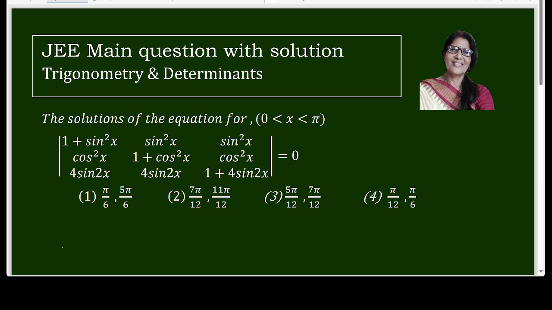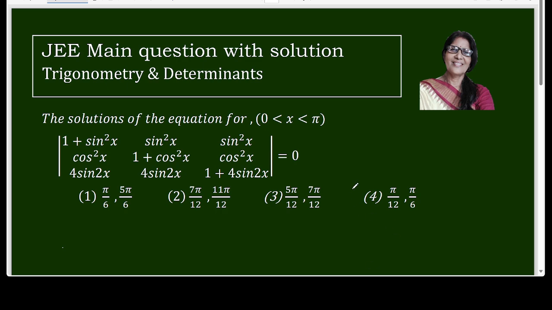Today you can see a question from JEE Main which is based on trigonometry as well as properties of the determinant. The solution of the equation for x greater than 0 and less than pi, with the determinant 1 plus sine square x, sine square x, sine square x; cos square x, 1 plus cos square x, cos square x; 4 sine 2x, 4 sine 2x, 1 plus 4 sine 2x; equals 0. The options are pi by 6, 5 pi by 6; 7 pi by 12, 11 pi by 12; 5 pi by 12, 7 pi by 12; and pi by 12, pi by 6.